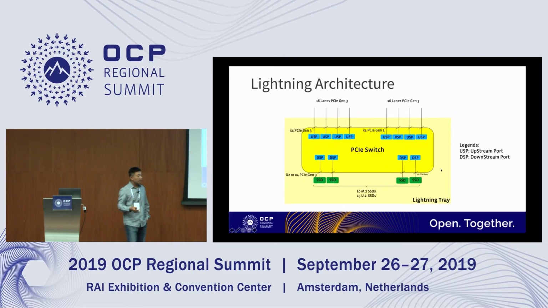And to be able to understand that, let's revisit the Lightning architecture, right? Here is one Lightning tree. Remember, there's two trees here. This is one tree with a PCIe switch. What we have here is 8x4 upstream ports that connect to the server, and then we have 30 downstream ports that connect to the drive, which is an M.2 drive in this case. And also we can have 15 downstream ports connected to the U.2 drives.